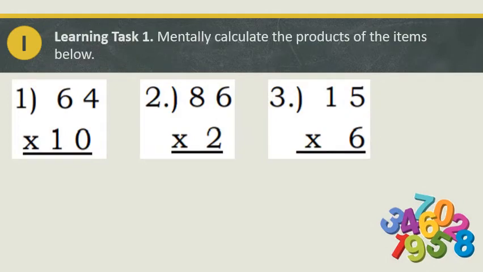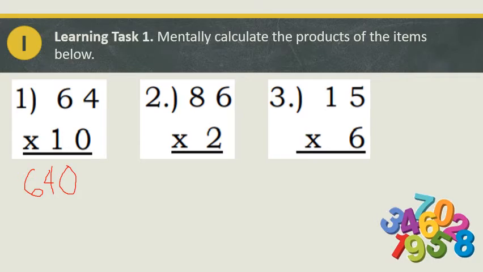For the learning task 1, so we will have to mentally calculate the products of the items below. Okay, so we have yung number 1, 64 times 10. So, ganito lang yung technique natin kapag tayo nag-multiply sa 10. So, magdadagdag lang tayo ng 0 doon sa ating iminumultiply doon sa 10. Okay? So, since dito ang nasa taas natin is 64, mag-a-add lang tayo ng 0 doon sa dulo. So, ilan ba ang 0 ng 10? So, 1. So, kaya 1, 0 ang ilalagay natin dito.